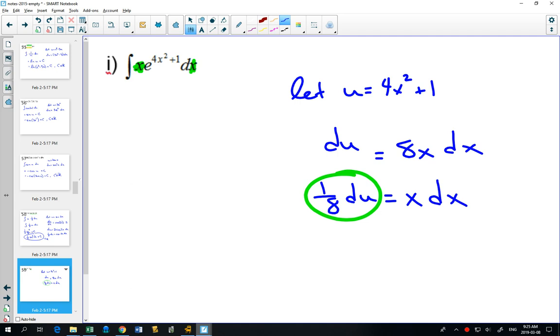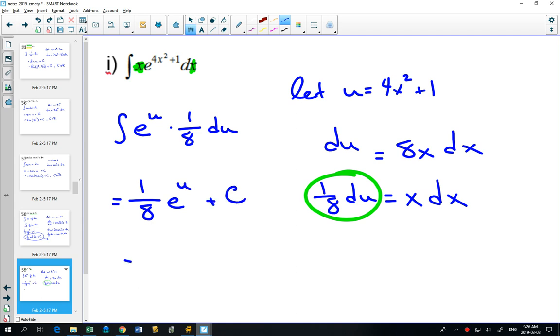So now when I go to integrate this, what am I going to have? I'm going to still have e. Instead of 4x squared plus 1, I'm going to have u. Instead of the x dx, I'm going to have 1/8 du. Integrating this, 1/8 e to the u plus c. Substituting back, 1/8 e to the 4x squared plus 1 plus c.